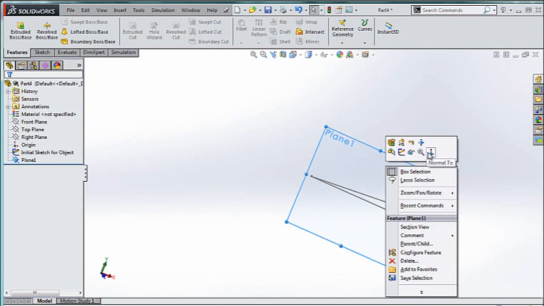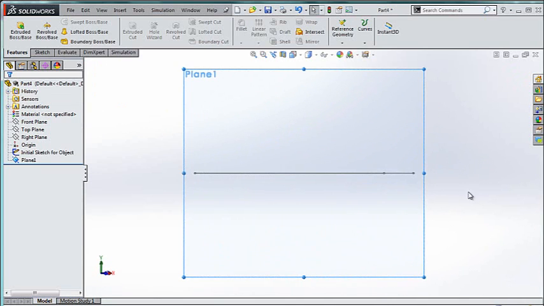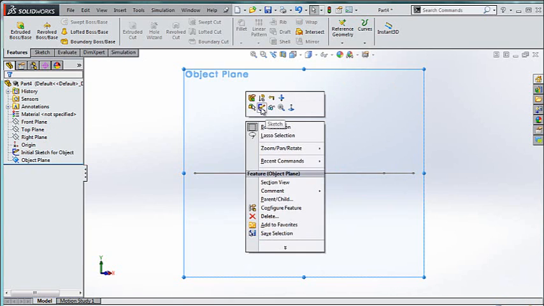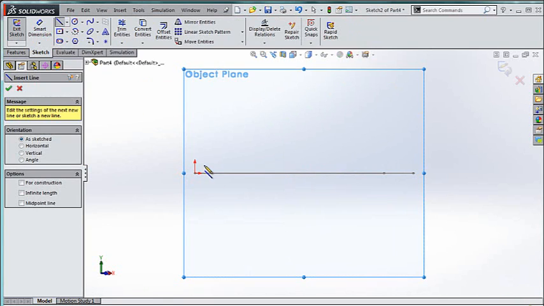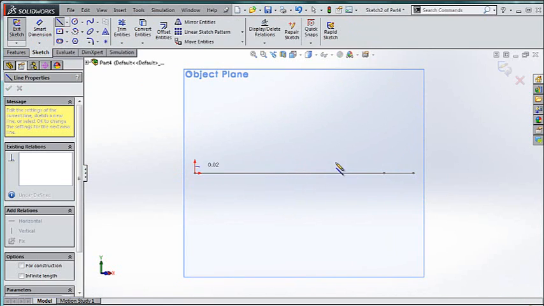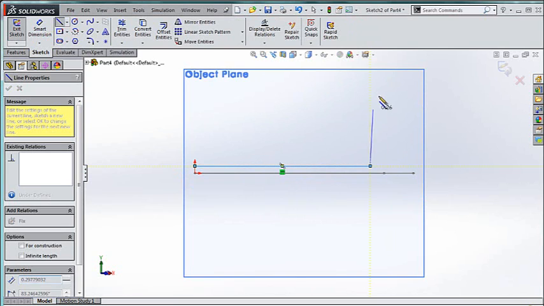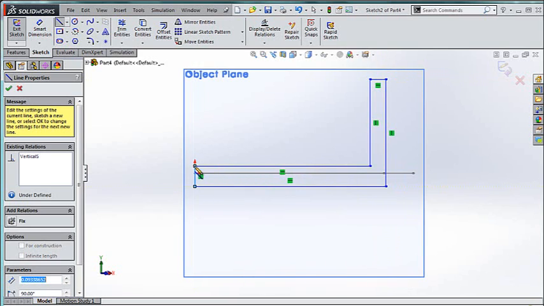I'm going to right click it and say normal to. That is the plane that my object actually sits on. So I'm going to call this my object plane. Beautiful. Now my object plane is set and I'm normal to it, so now I can actually start to sketch. Right click, hit sketch, and I'm going to create something that looks like this.